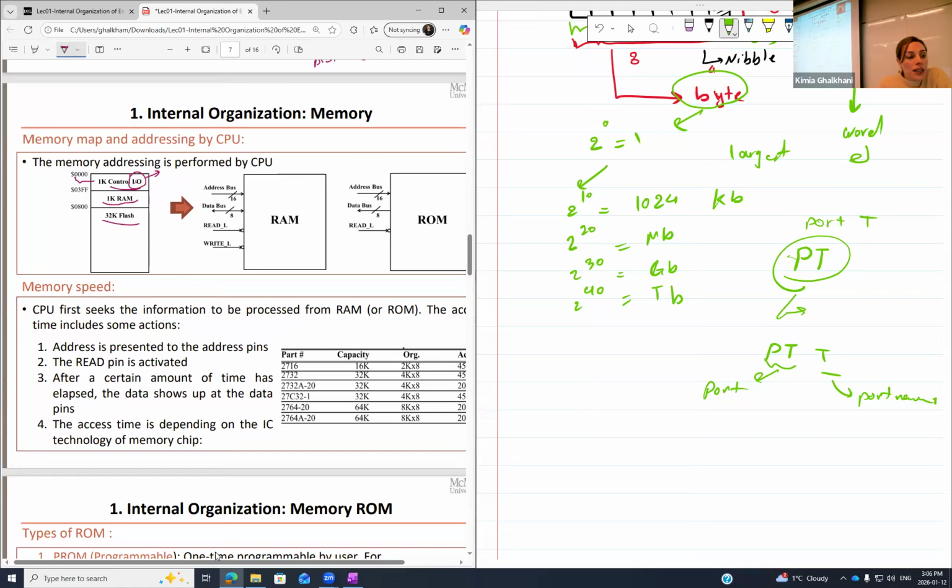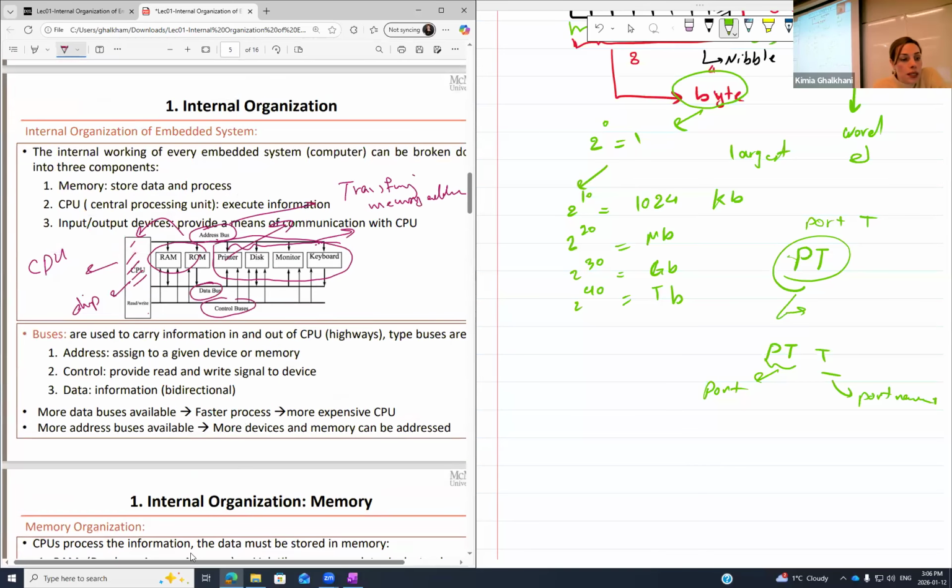Now, the address is given, and this address also is a standard. I have no access to customize them. That's why I say, look at the data sheet. The address bus is this one. Remember, the CPU is supposed to communicate with the address bus. All of the inputs or outputs, everything is connected to the address bus.